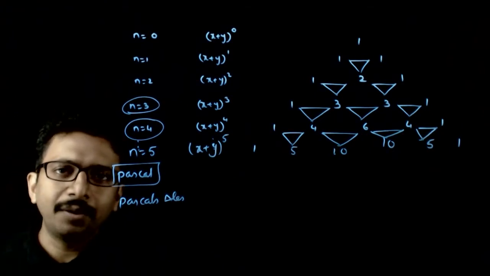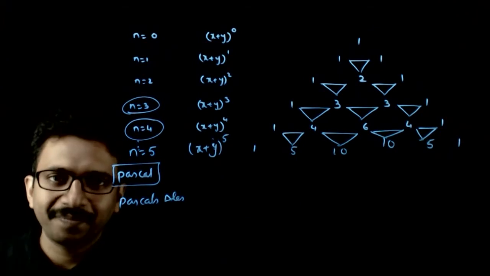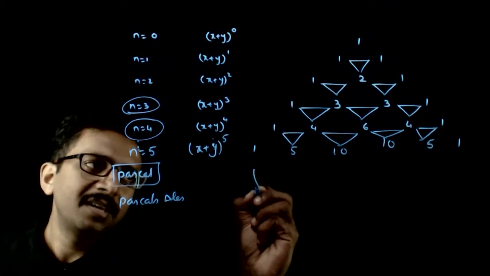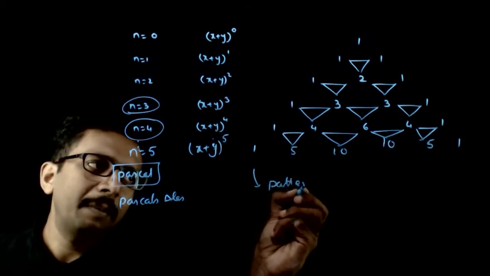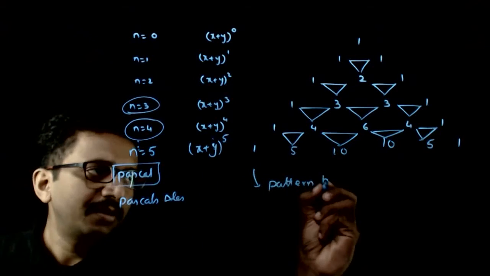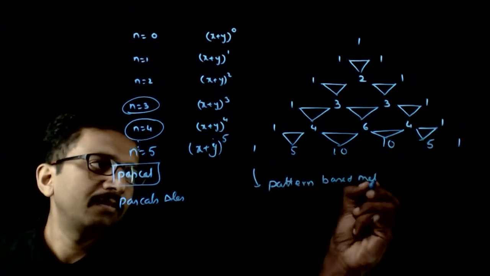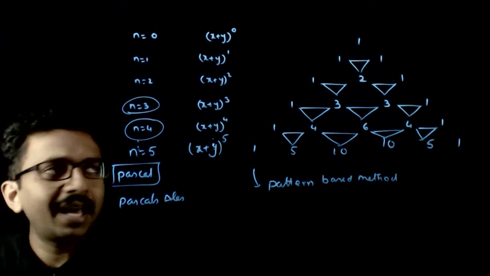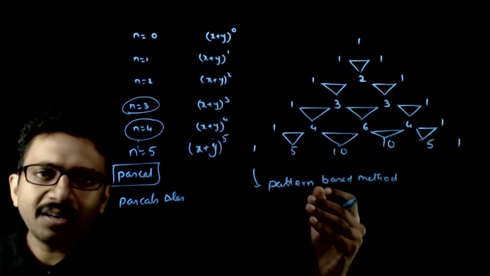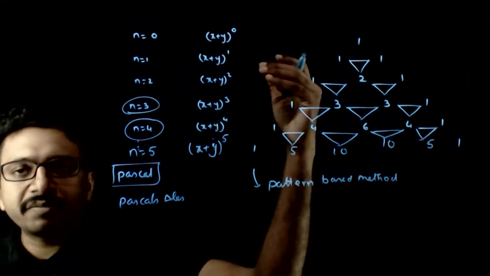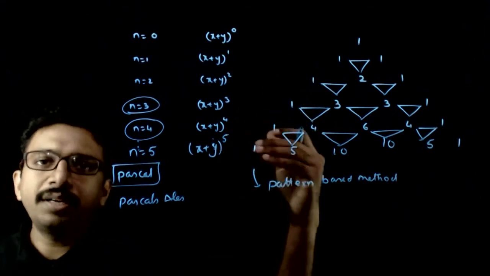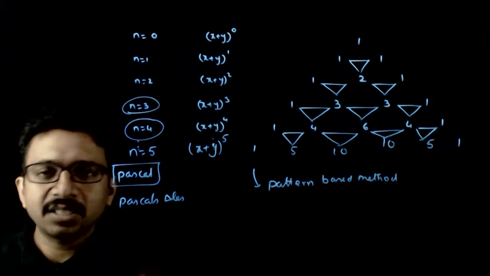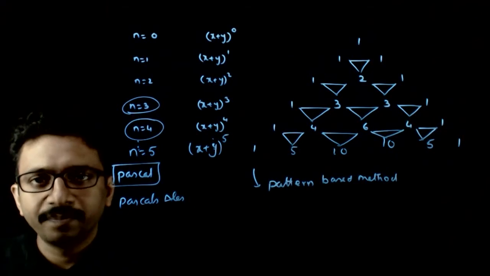So now I know the method to find the coefficients. But can you see that it's not a very good method? This is a pattern based method. It is not very good because if I have to expand x plus y whole power 100, I have to write this table up to 100 terms, which is very difficult. I have to start with x plus y whole power 1 and write all the terms till I get x plus y whole power 100. So I cannot directly get the expansion for x plus y whole power 100.